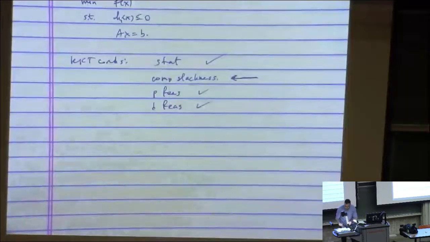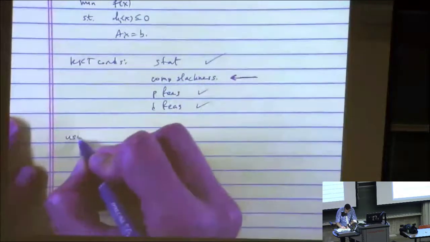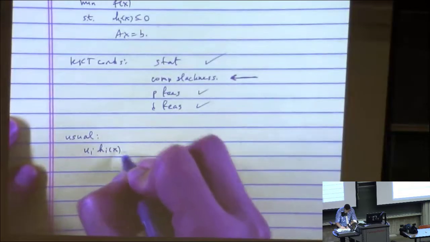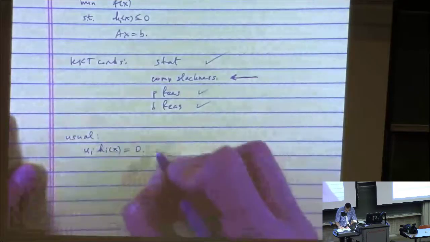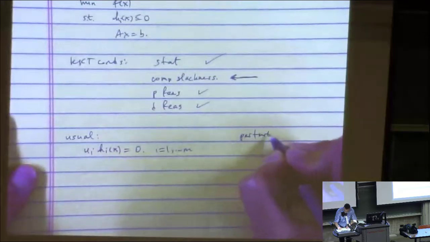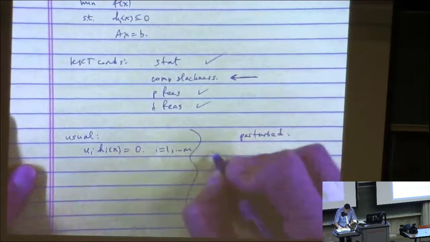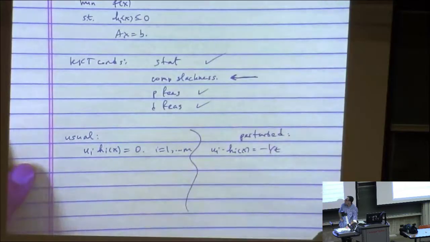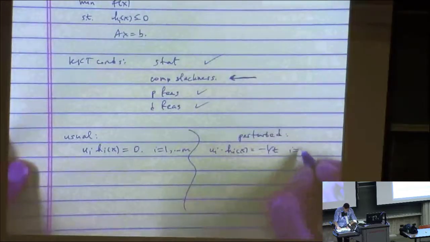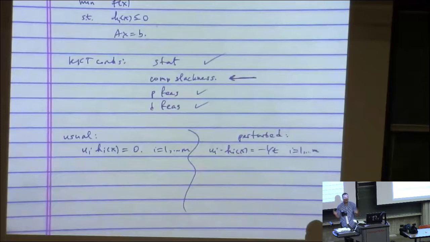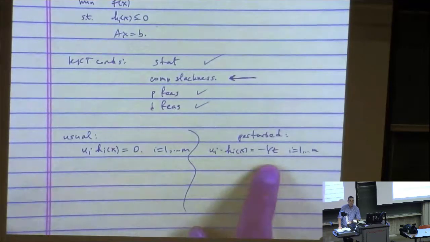Instead of having the typical complementary slackness, which is that u_i times h_i of x is equal to 0 for all i, we have what you might interpret as a perturbed version: u_i times h_i of x is equal to minus 1 over t. If it's not going to be 0, we know it has to be negative because h_i of x is less than or equal to 0 and u_i is bigger than or equal to 0. That's primal and dual feasibility. So if it's not 0, it has to be something negative.